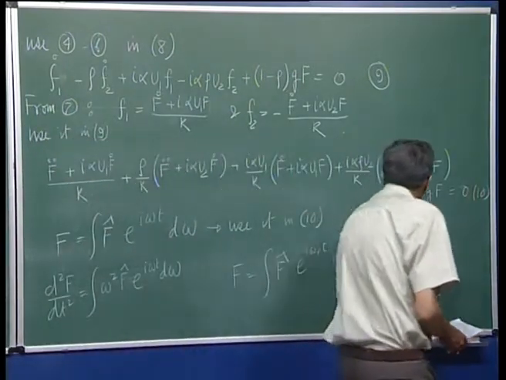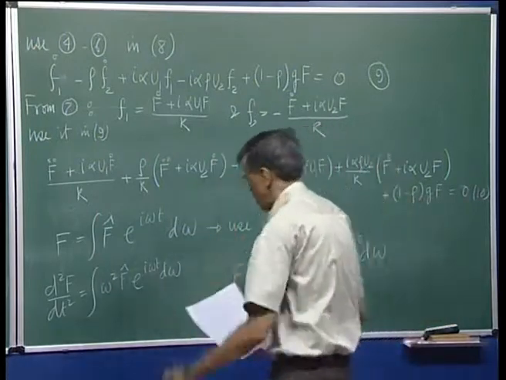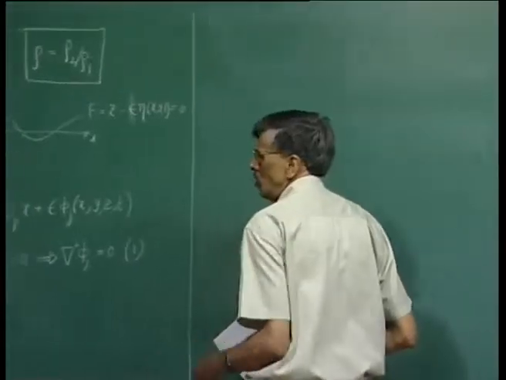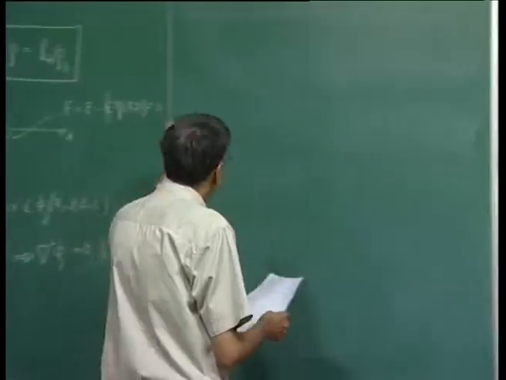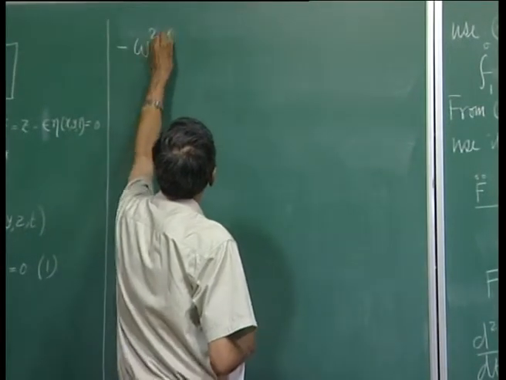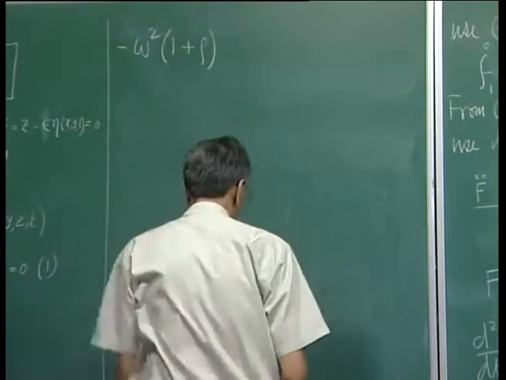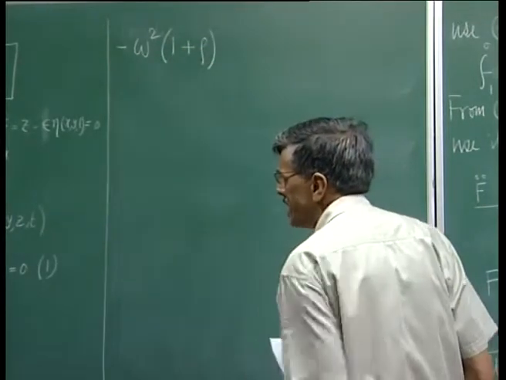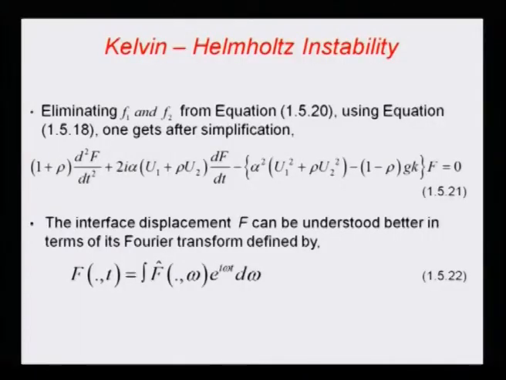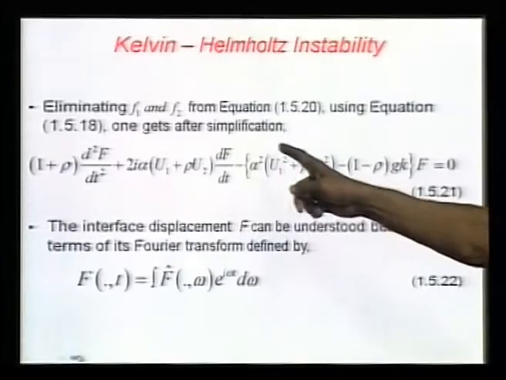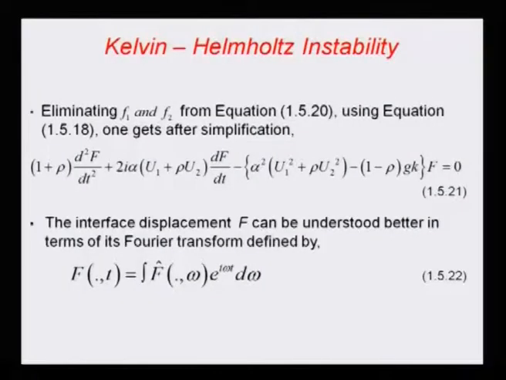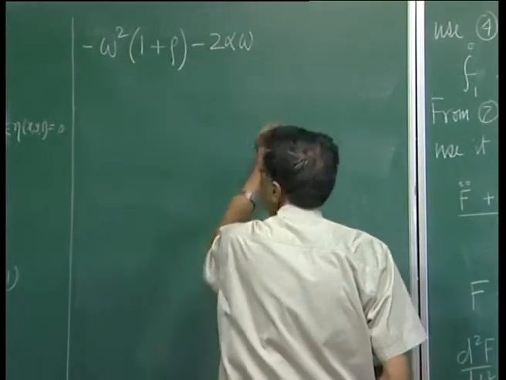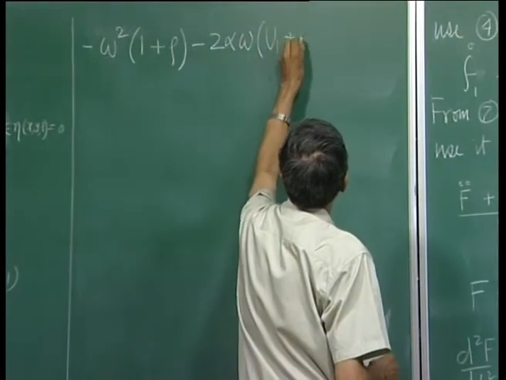So, substitution of this Fourier transform in this will give us the following equation. From the first term here I will get minus omega square times 1 plus rho. That is that term. Then we have the df dt term, which has the coefficient 2 i alpha, and df dt will also give me i omega. So, this will become minus 2 alpha omega, right. So, that is what we are going to get, minus 2 alpha omega times the coefficient that we have there, u 1 plus rho u 2.